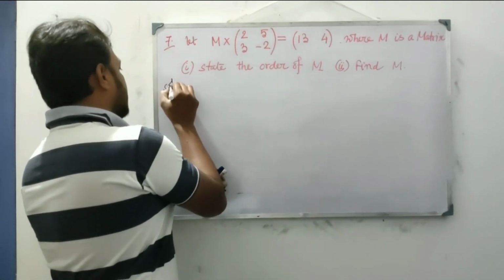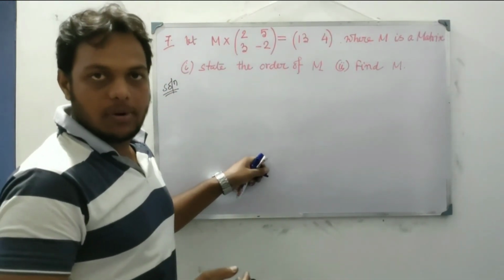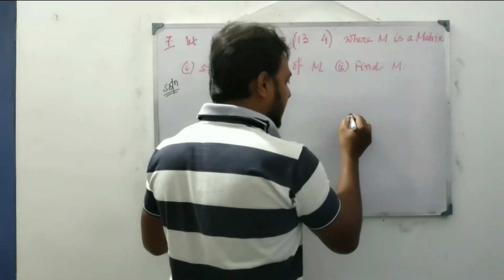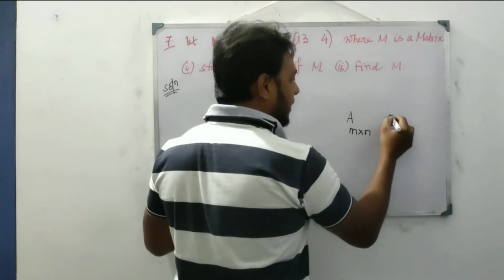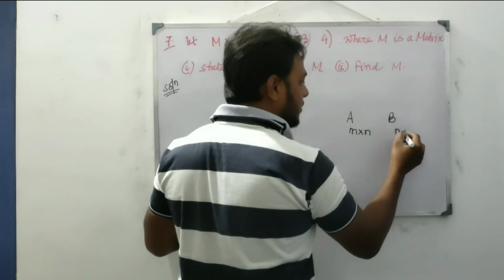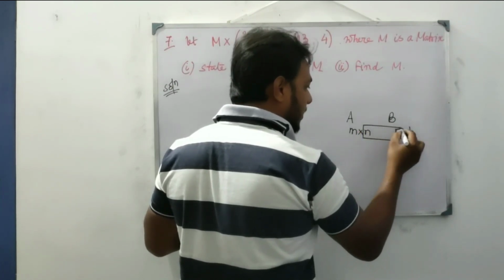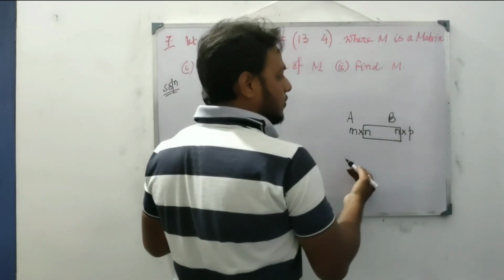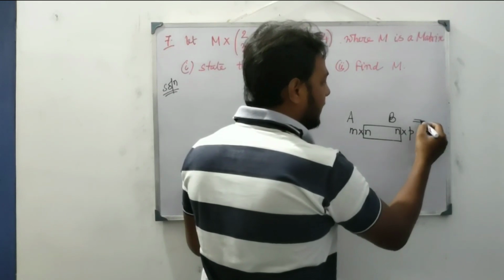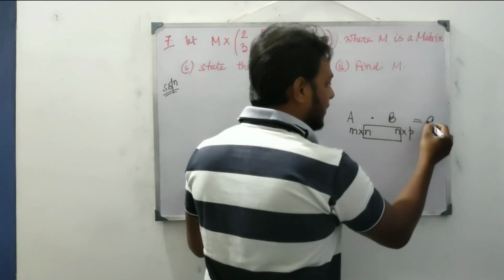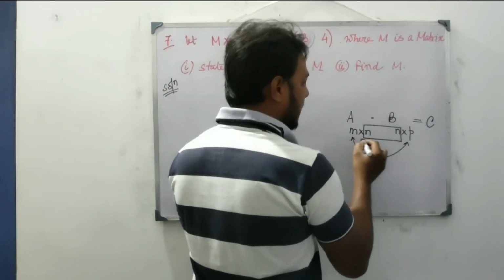Solution. So before solving this problem, I am discussing again just to remind you that if A is a matrix of order m cross n and B is another matrix of order n cross p, then since these two numbers are equal, matrix multiplication is possible, and if the resulting matrix is C, then C will be of order these extremities, that means m cross p.